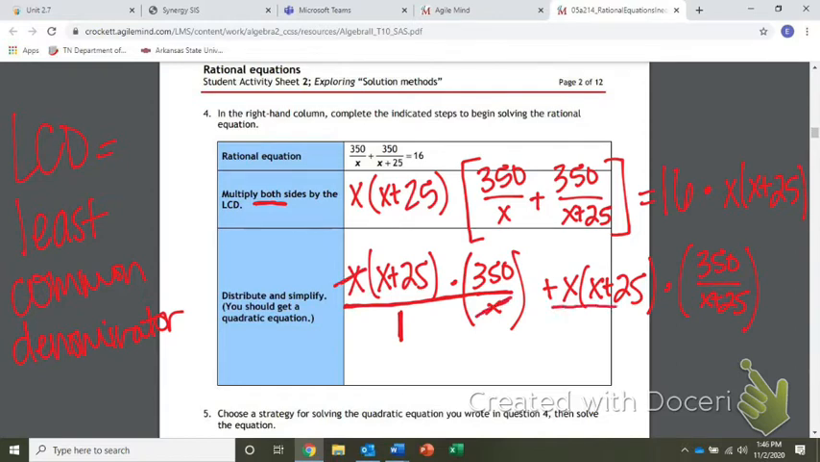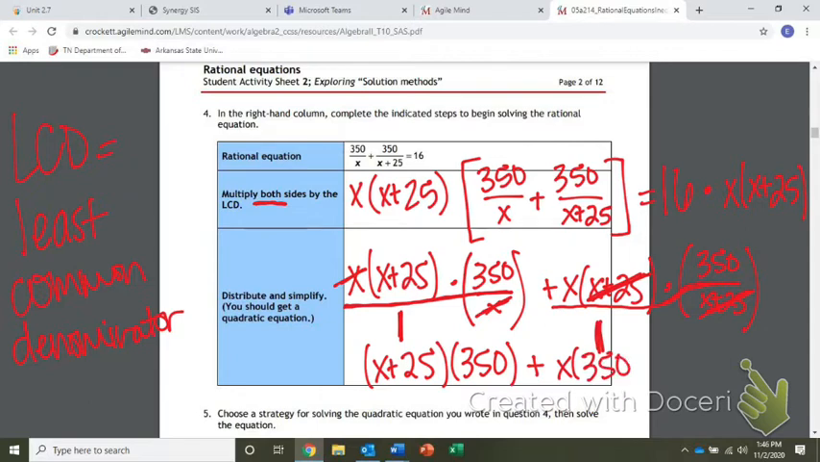If I do the same thing for the second part, what's common on the top and bottom? X. Not x. X plus 25. Oh, shoot, yeah. There's one out here on the top, and there's one right here on the bottom. Okay? So now, we go back to the first part of the equation, and we are left with x plus 25 times 350 plus x times 350.